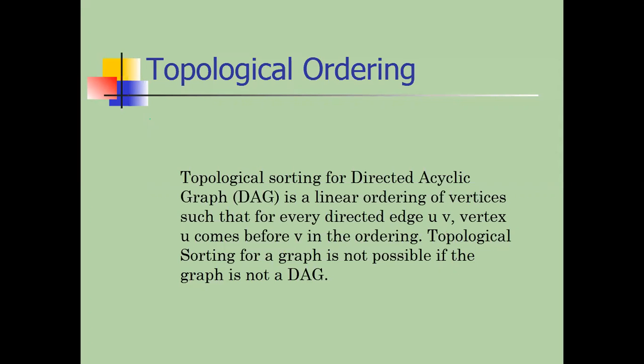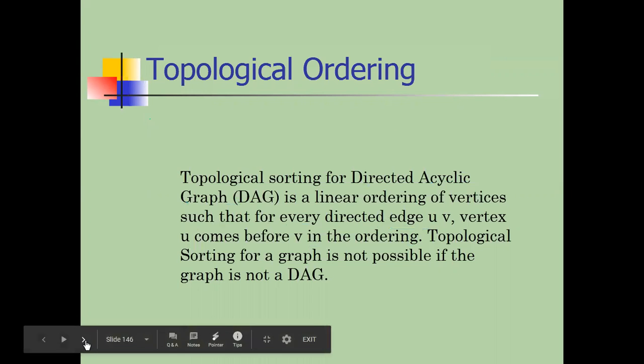So if you want to maintain the order, the direction should be given. That's why topological sorting is used for directed acyclic graphs. It's a very, very important part. In the linear ordering of vertices, for every directed edge UV, vertex U comes before V in the ordering. Whether U comes before V or V comes before U depends upon the direction. So this is called topological ordering in a graph.